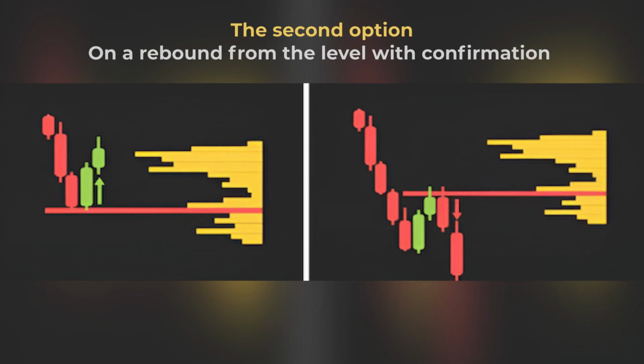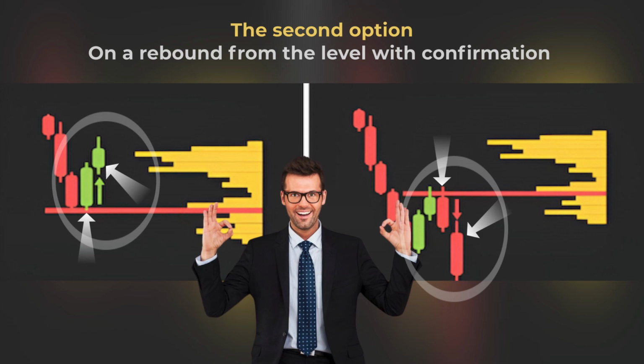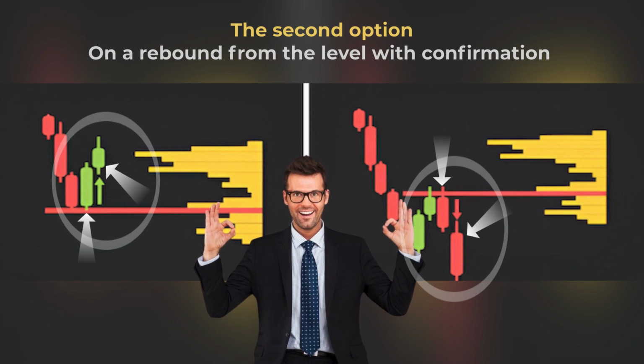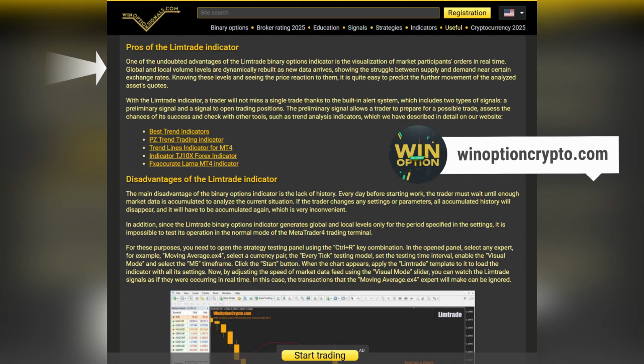The second option is on a rebound from the level with confirmation. Conservative traders are advised to wait for the beginning of the formation of the next candle after the signal one, indicating a rebound from the level. In this case, the chances of continuing the movement in the selected direction increase. Such an entry into the transaction can be considered more reliable.